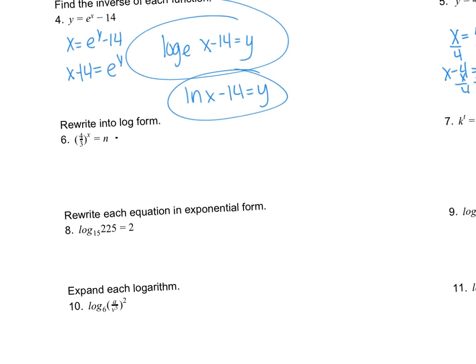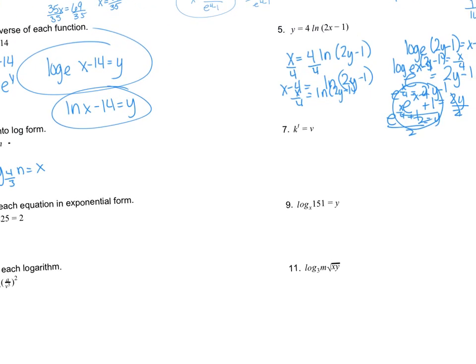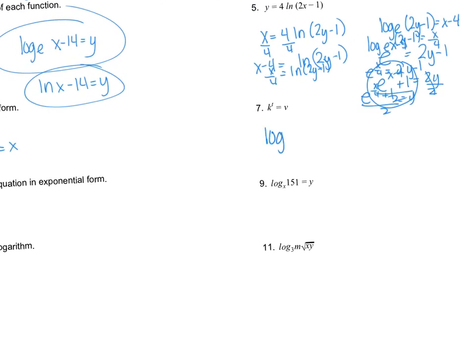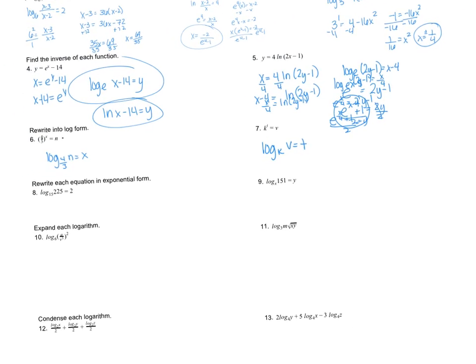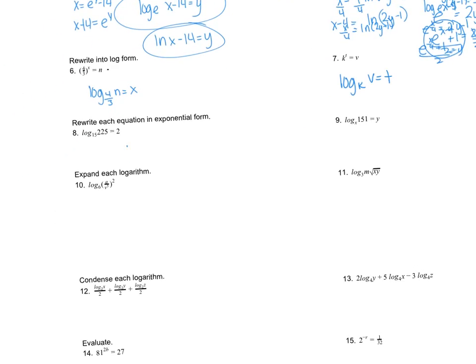Alright, rewrite in log form. Log base, answer equals exponent. 15 squared equals 225. X to the power of y equals 151.